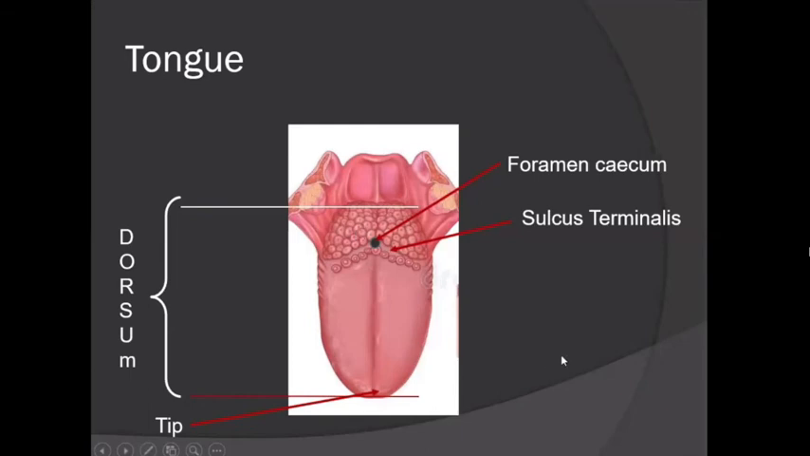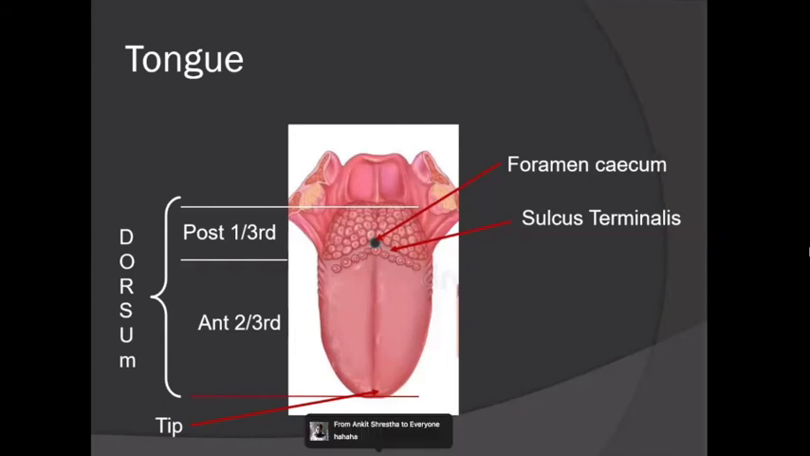1/3. So this is the anterior 2/3, and then the posterior 1/3. The back part of the posterior third is known as the root of the tongue. This is very important because their origins are from different pharyngeal arches. If you remember your anatomy, the origin of muscles and the origin of bones are all from the pharyngeal arches, 1, 2, 3, 4. Because of the different origin, the nerve innervation is also different. We'll discuss that in subsequent slides.